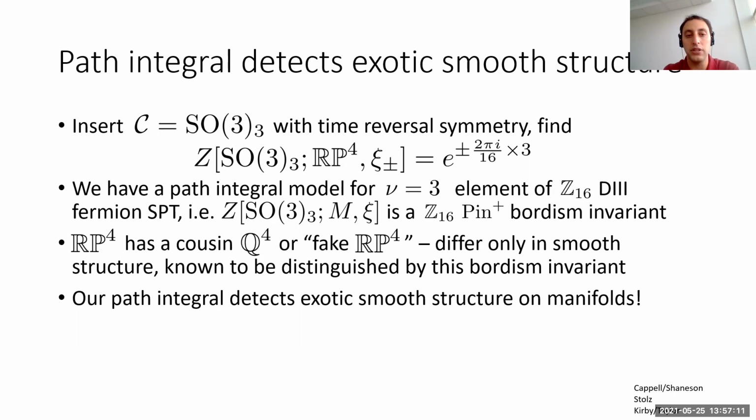And so, yeah, the statement is that this path integral, if you just input RP4 versus Q4, you would be able to tell which of those two you had just by computing this number that is associated with our construction.